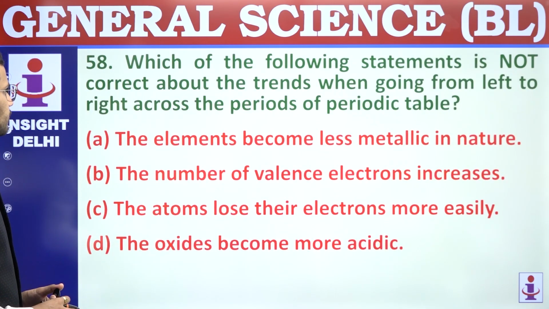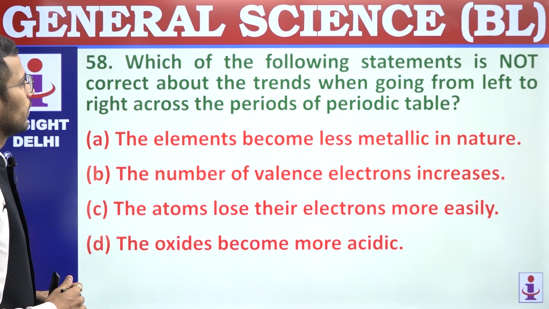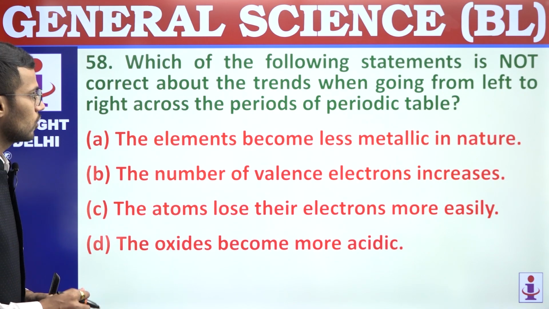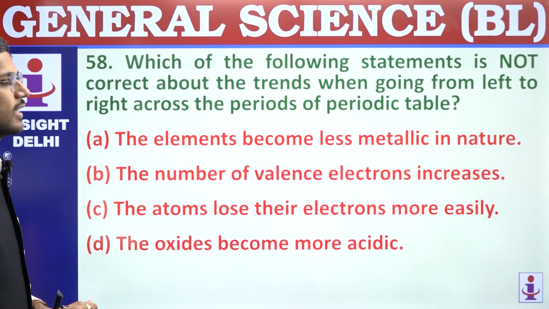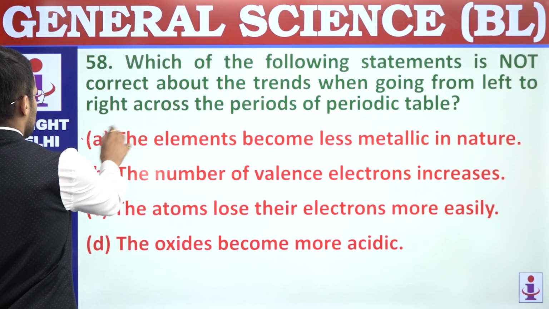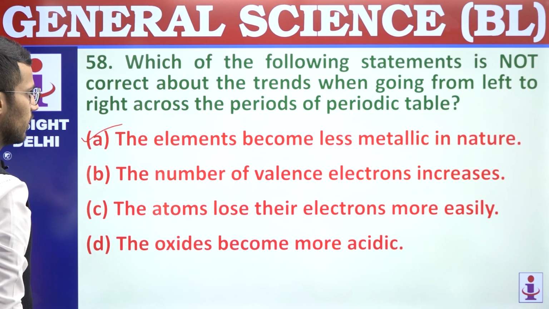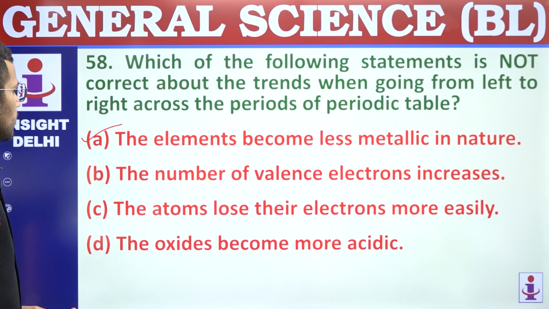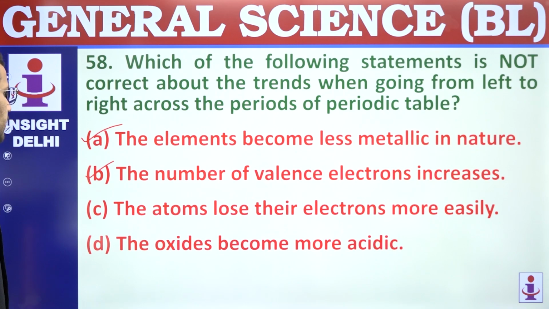Next, 58. Which of the following statements is not correct about the trends when going from left to right across the periods of the periodic table? A, the elements become less metallic in nature, right? So this is the phenomenon that we witness when we go from left to right across the periods of the periodic table. B, the number of valence electrons increases. Correct statement. Third, the atoms lose their electrons more easily.